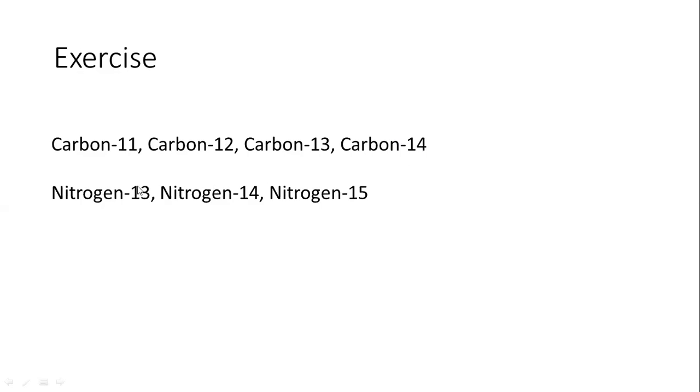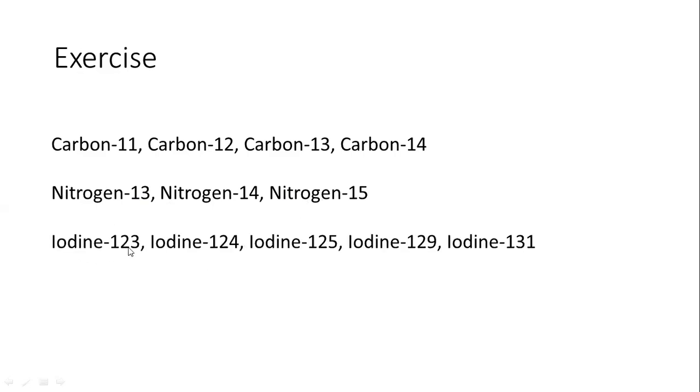Another example is nitrogen 13, 14, and 15. This is the same example. These are also called isotopes to each other because the atomic number for nitrogen is 7. Nitrogen is repeating, the protons are the same, and the mass numbers are different. When you subtract the atomic number, which is 7, from 13, 14, and 15, the neutrons would also be different. So same number of protons and different number of neutrons and mass number; these are also called isotopes.